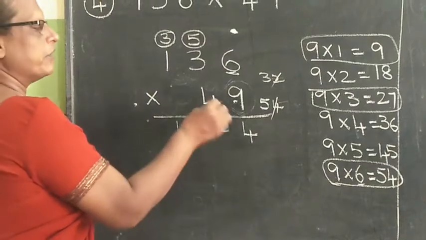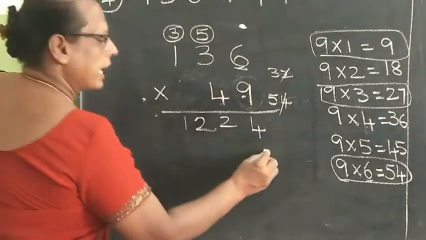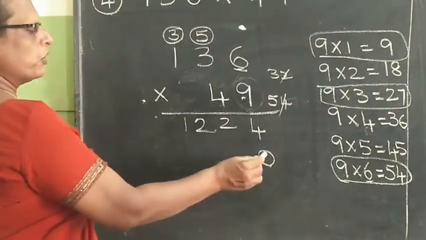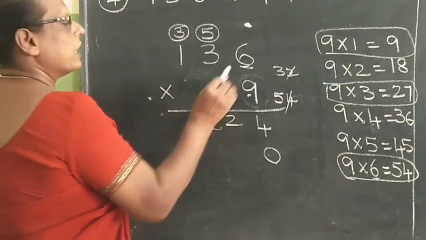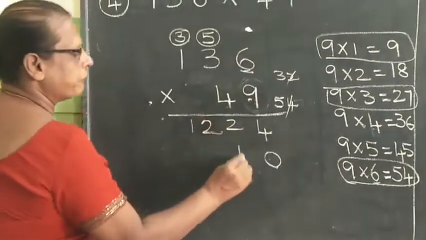What you have to do children? When you multiply by 4, what you have to do children? You have to add one 0. Don't forget to add 0. Okay children? Now 4 6s are. The 4 table is very easy. 4 6s are 24.